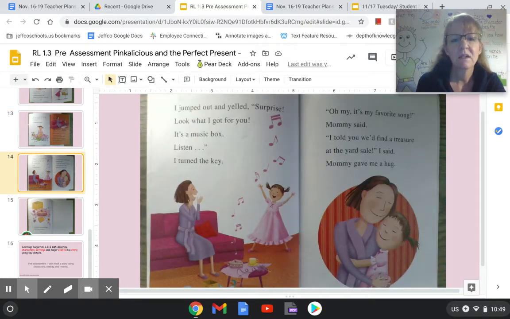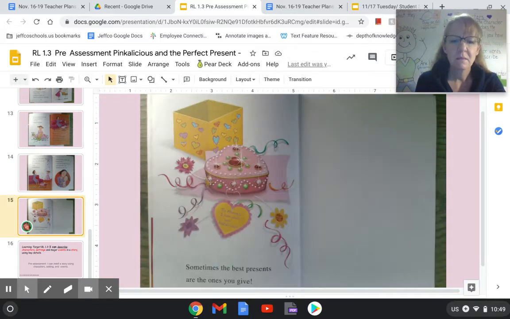I jumped out and yelled, surprise! Look what I got for you. It's a music box. Listen. I turned the key. Oh my, it's my favorite song, Mommy said. I told you we'd find a treasure at the yard sale, I said. Mommy gave me a hug. Sometimes the best presents are the ones you give.